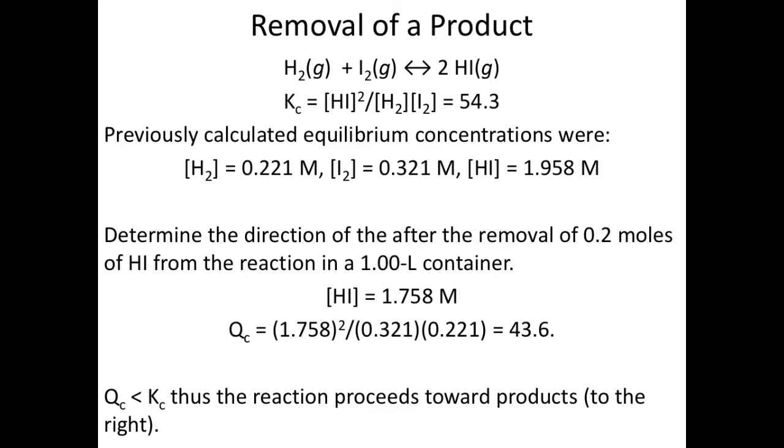Removal of product. This time we're going to remove 0.2 moles of the hydrogen iodide from the 1 liter container to get 1.758 molar. Putting that into Qc, Qc calculates to be 43.6. So comparing that to Kc, Kc will be greater than Qc. As a result, we would expect the reaction to proceed to the right.